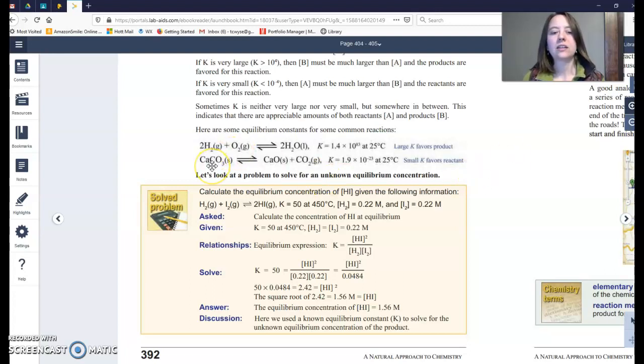And if we look at another reaction, calcium carbonate reacting to form calcium oxide and carbon dioxide, we have K equals 1.9 times 10 to the negative 23rd. And that's a very small K, which means it doesn't happen very much. So calcium carbonate, if we see at 25 degrees, at room temperature, very little calcium carbonate will decompose. And so it really favors the reactants, and it'll mostly just stay as calcium carbonate.